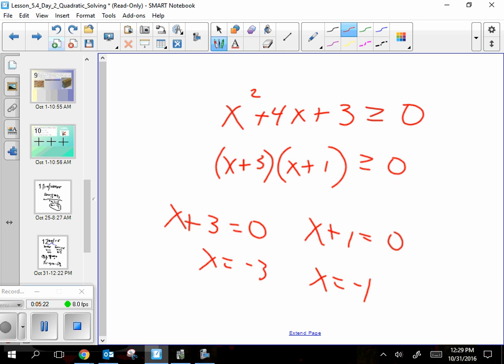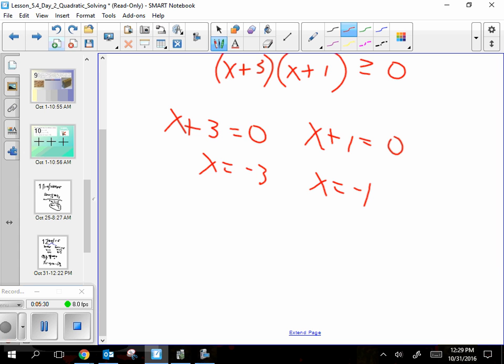Do you get that those two are important spots? Those are the roots, the zeros. Yes. Go ahead. So, if you are now going to graph this, you know negative 3 is important and you know negative 1 is important. But how do you know where to actually shade? All right, here's the hint.